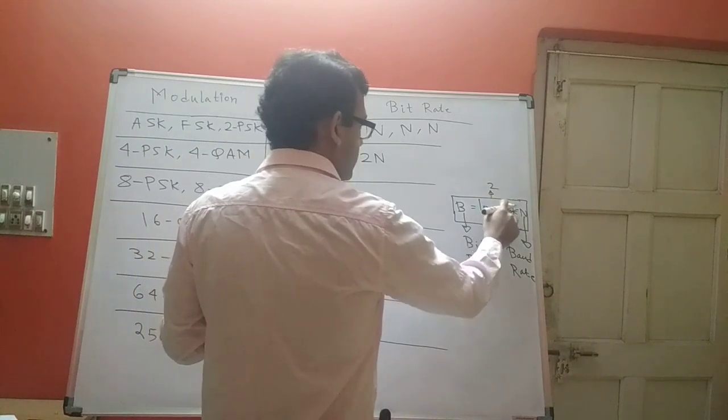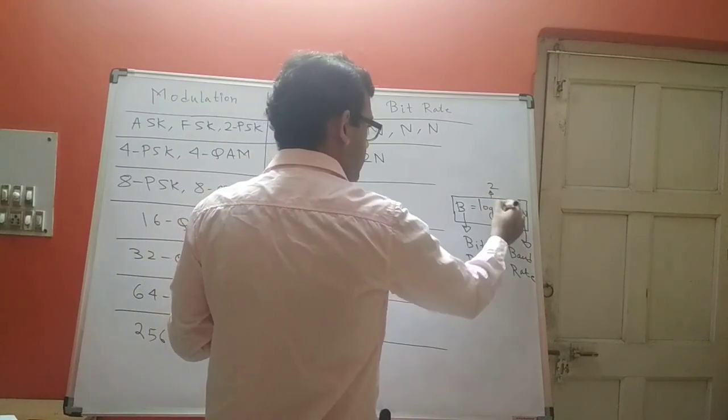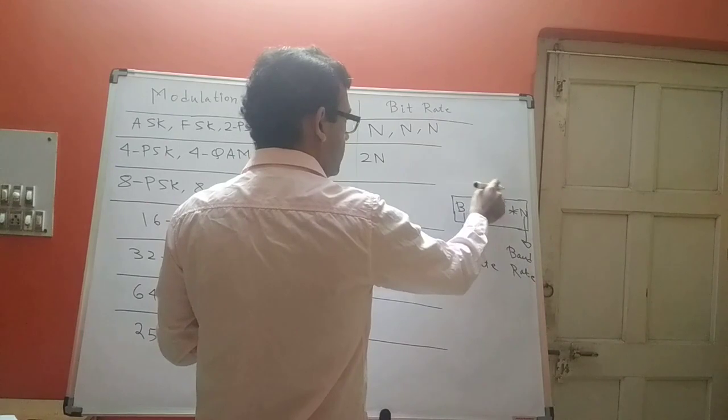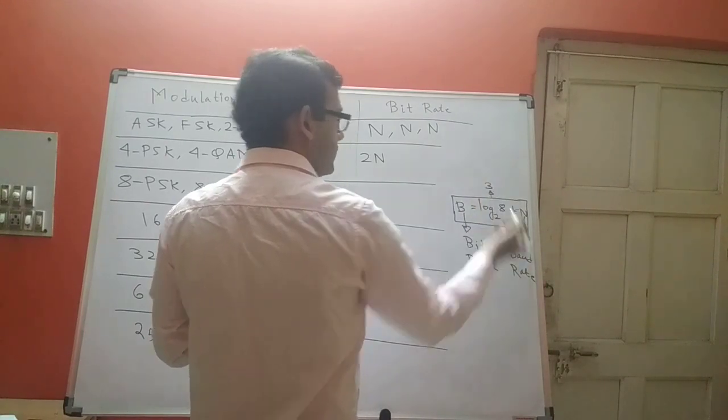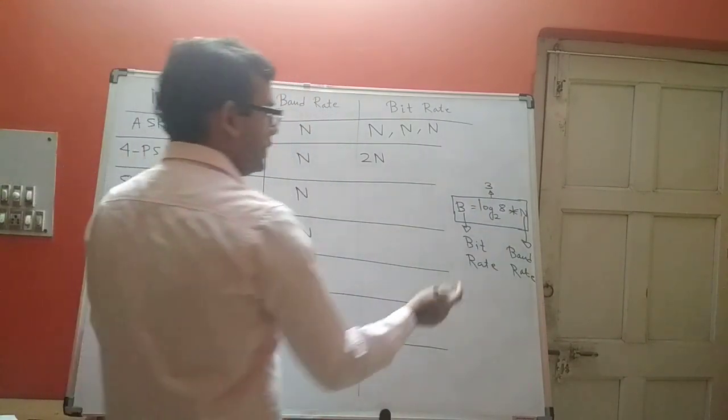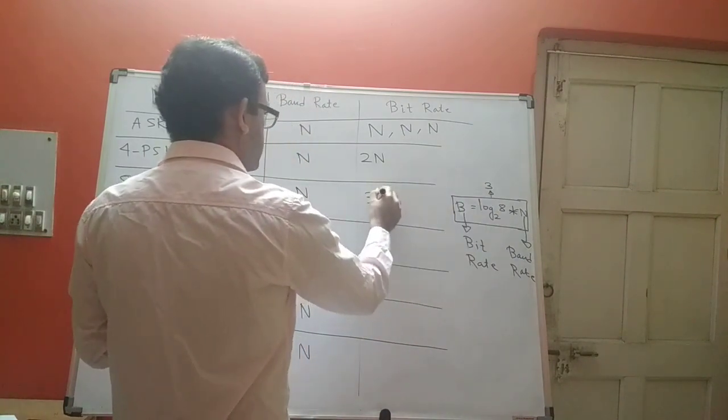So you will substitute 8 in place of 4, and this term will come out to be, what is log 8 base 2? Log 8 base 2 is 3. So what is 3 into n? 3 into n is 3n.